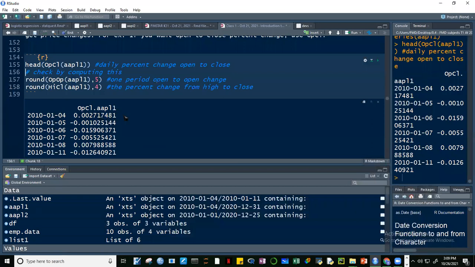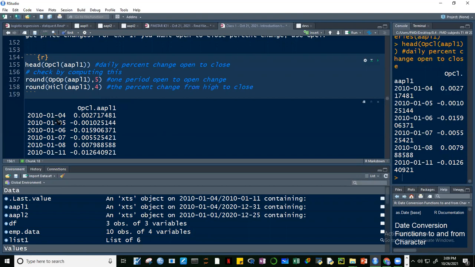Opening, closing, Apple 1, the first 6. So what does this give us? This combination of opening and close allows us to get the daily percent change from open to close. Okay, so let's check this, guys.